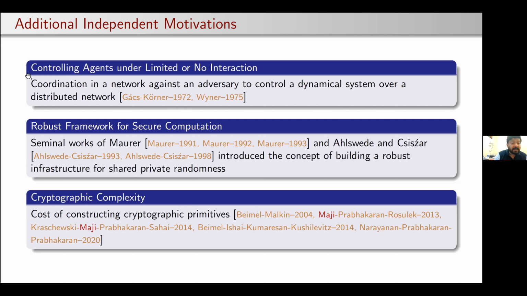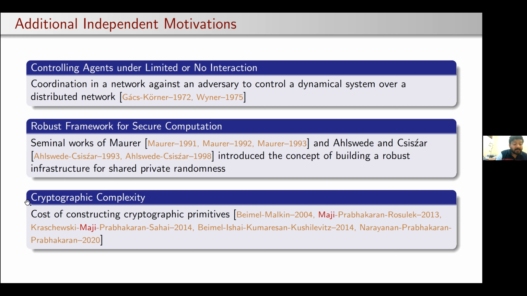For example, one can consider the problem of controlling agents under limited or no interaction, where these agents could fall under adversarial control. Another problem is to construct a robust framework for secure multi-party computation, something analogous to what Maurer proposed. However, this is in the context of secure multi-party computation and not just privacy amplification and not just generating keys.